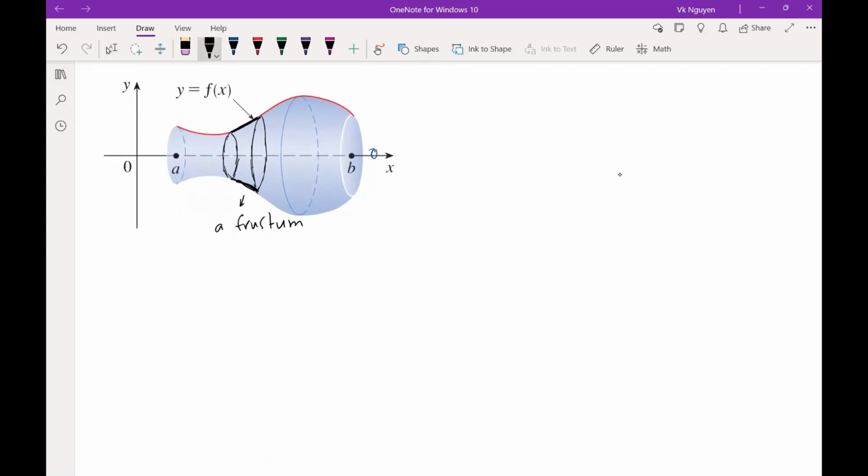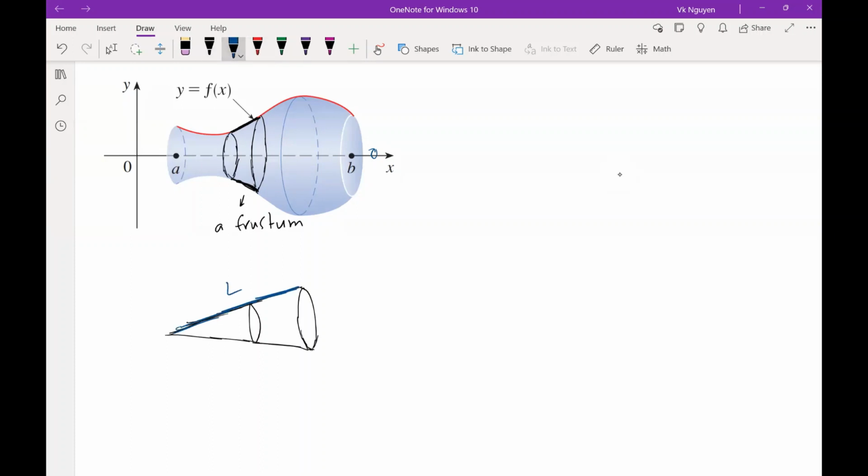Okay, for a frustum, this is the frustum. We can extend the two side lengths, and if we do so, what do we have here? We have a cone. Yay. So first, let's take a look at the surface area of a cone.